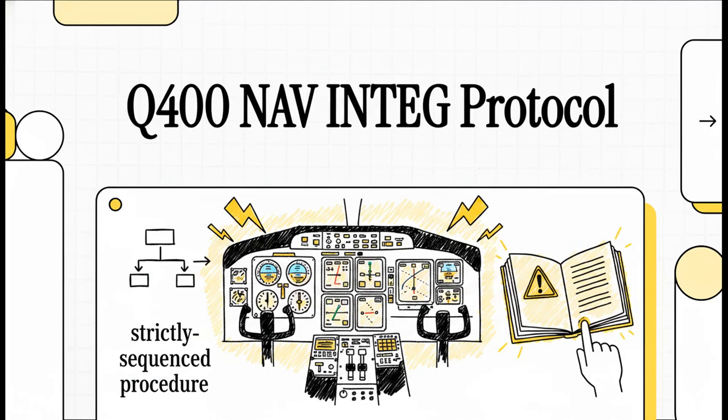Okay, welcome. Let's step right into the virtual cockpit of the Bombardier Q400 to master a very specific, strictly sequenced navigation procedure. In this explainer, we are going to decode a highly critical alert, understand exactly what it means, and learn exactly how to react. No fluff, no extra guesswork, just the hard facts, so you can memorize the whole thing perfectly.